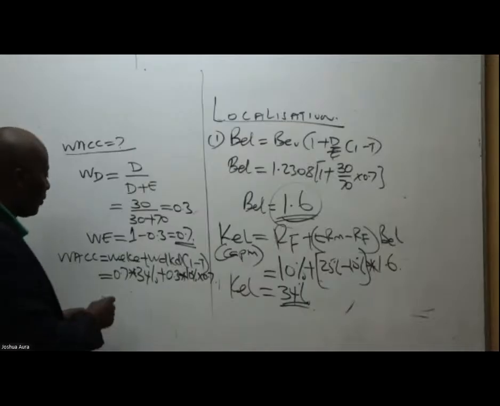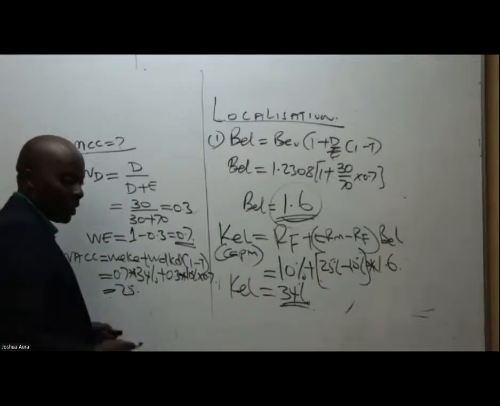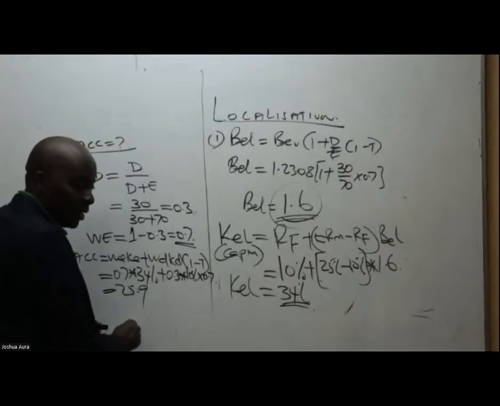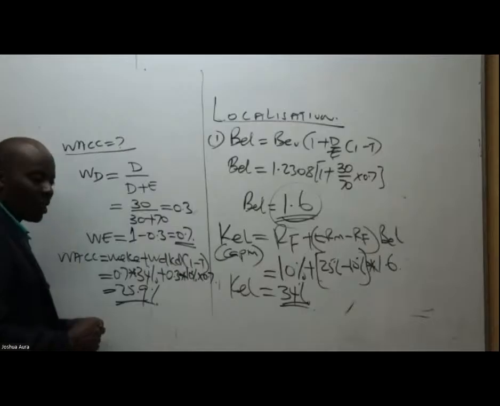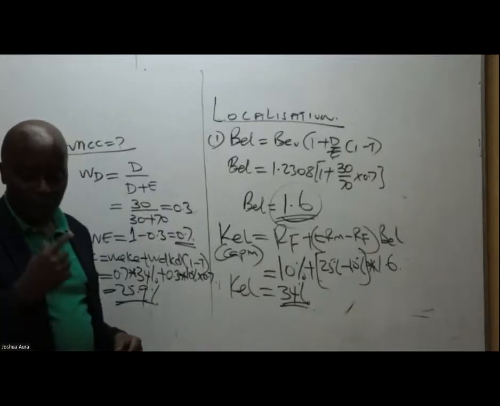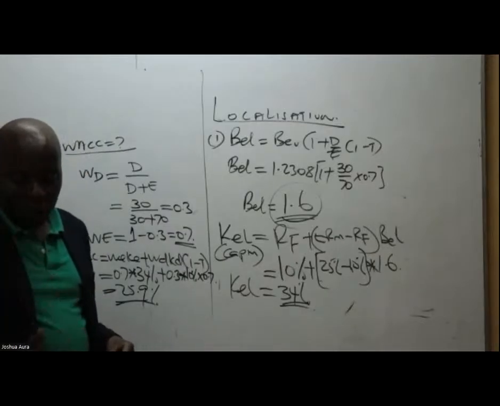So Jackie is giving me a figure of 25.9% as the WACC. From there, if you allow me, I'll go to the second bit.